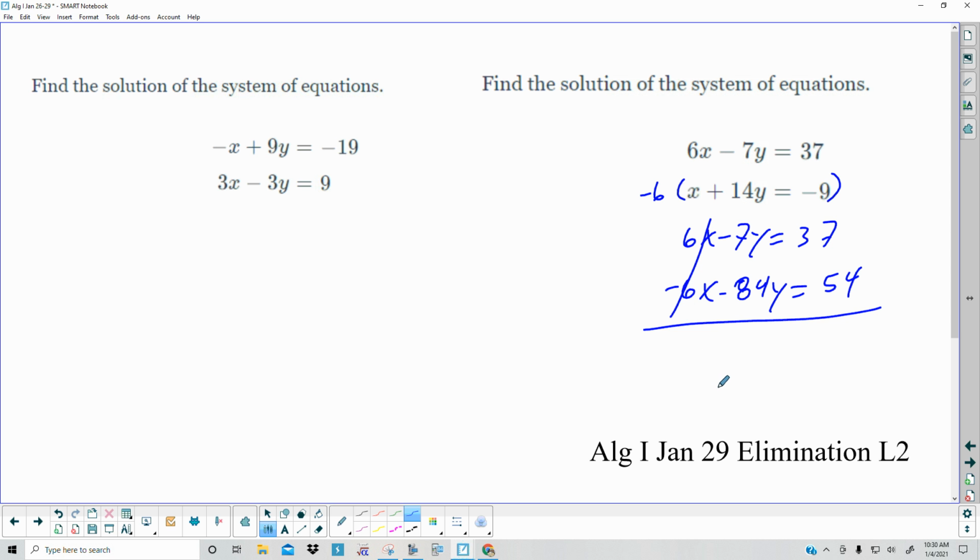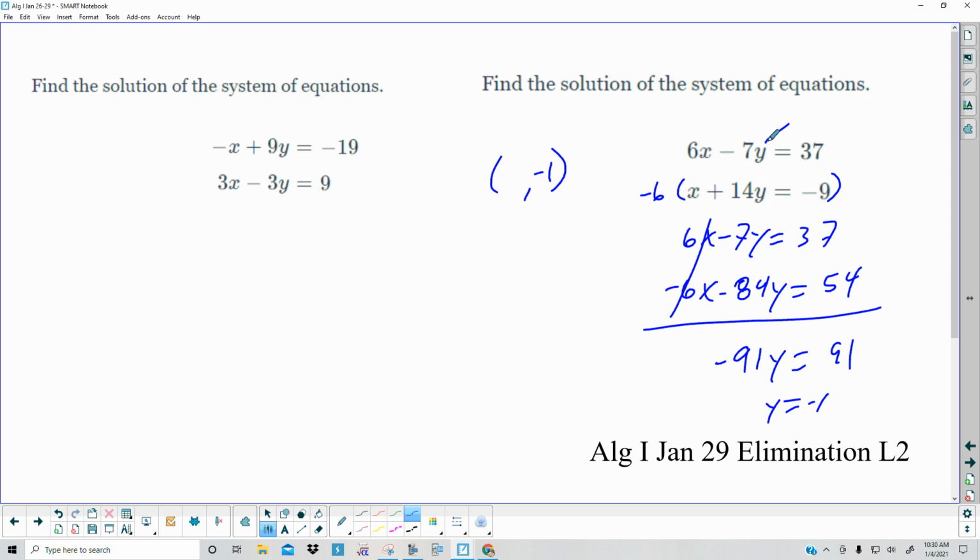That cancels out. So what would that be? Negative 91. Y is equal to 37 plus 54. Would it be 91? Woohoo! Divide by negative 91 and you get negative 1. So the y value is negative 1.